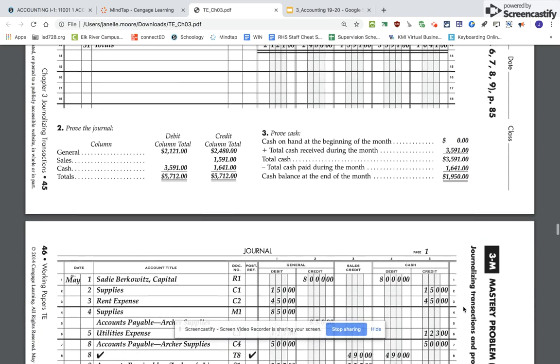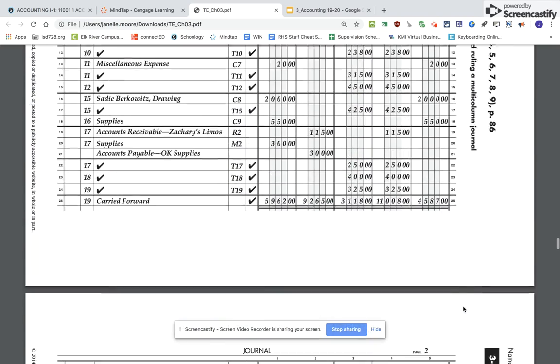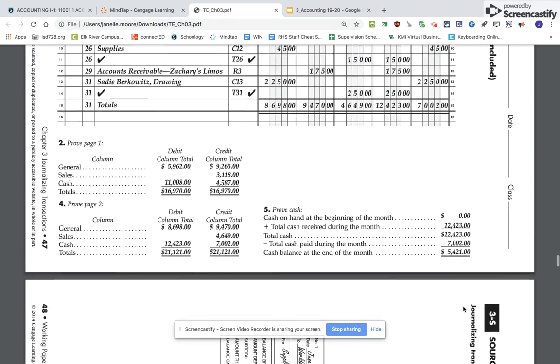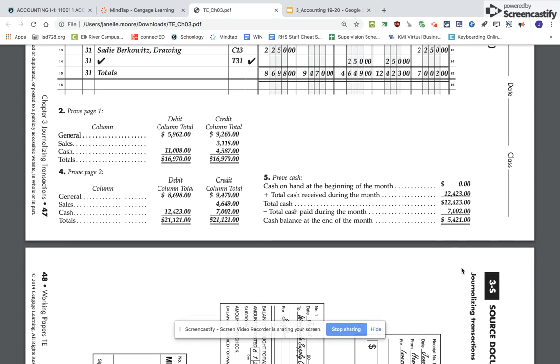The last thing is, if you want to start, I'm actually not going to go through all the entries and really don't want you to see all of them. But I'm going to take a second just to pause and put on information about the totals. So this is page 1, page 2, and then our cash totals.